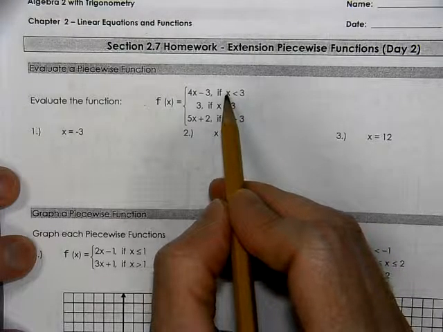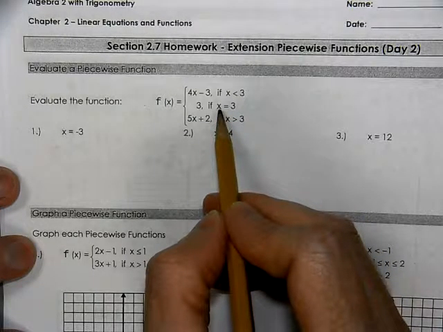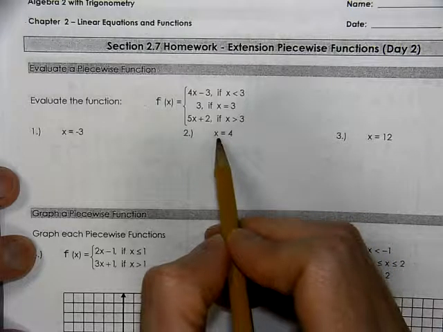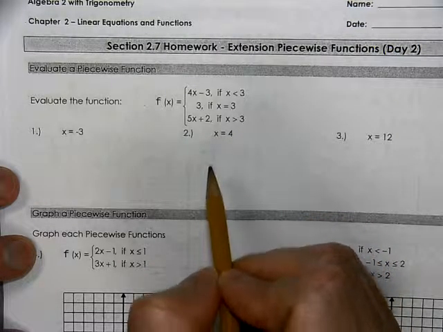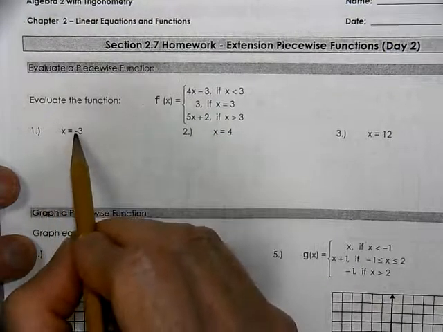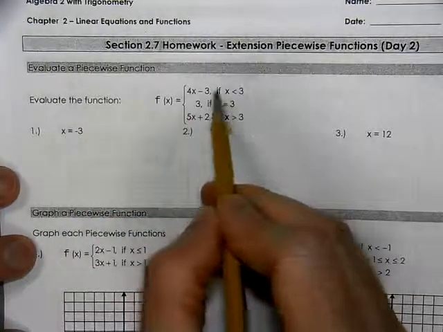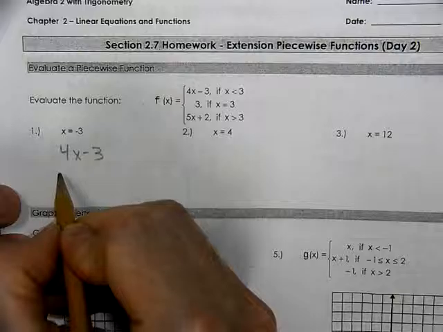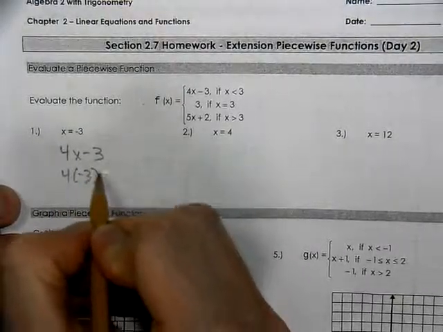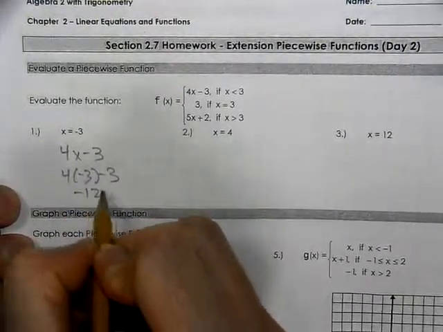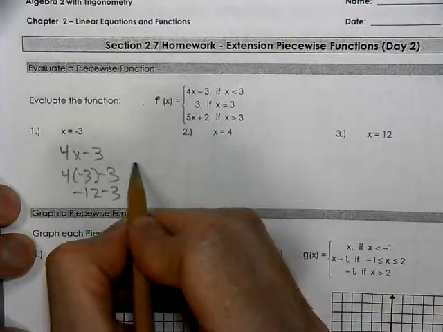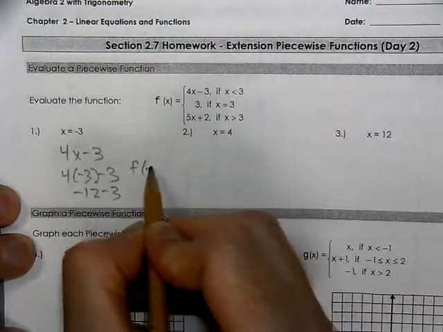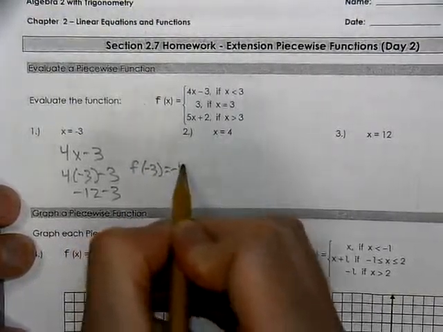So negative 3 is less than 3. It's not equal. It's not greater. It's not equal to 4. Well, that's the other problem. So negative 3 would fit into this one. 4x minus 3 is the one we're going to use. So 4 times negative 3 minus 3, negative 12 minus 3. So we're getting an f of negative 3 to equal negative 15.